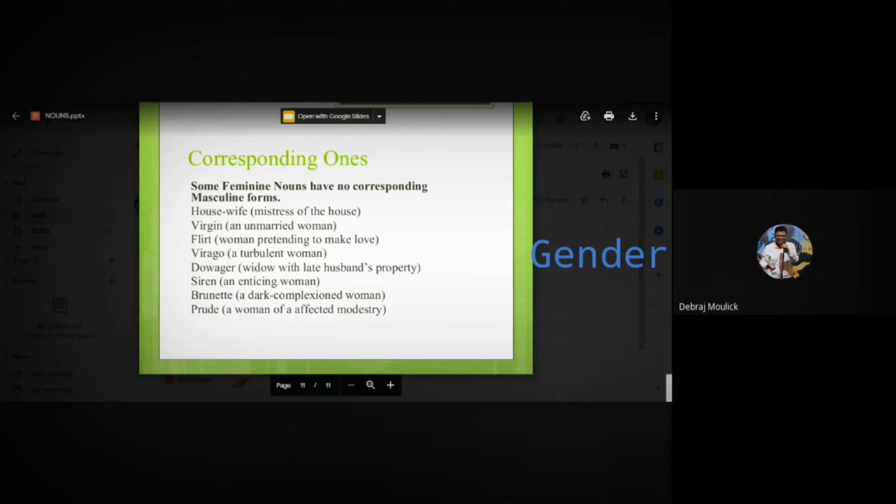Virago, a turbulent woman, a nagger. Then there is sultry, siren, enticing woman, which uses sexist language. There is blonde, and now there is brunette, dark complexion. Then prude, a woman of affected modesty. So these are the things.